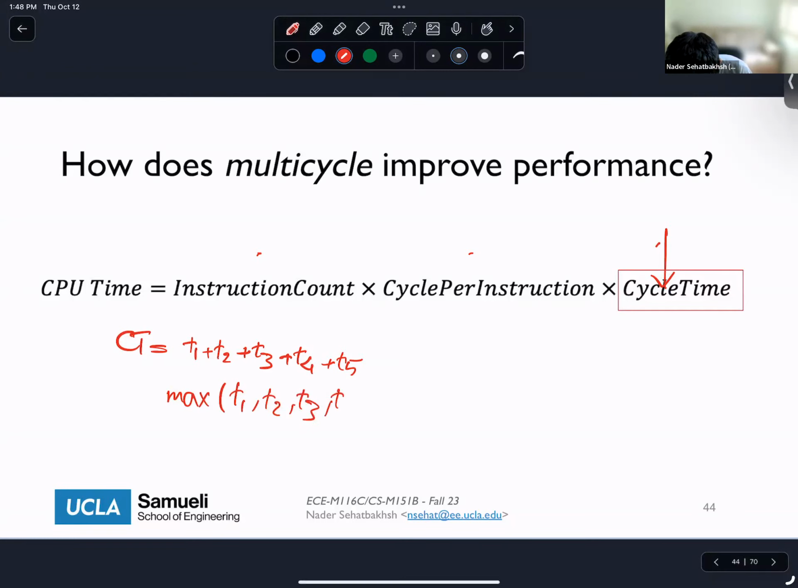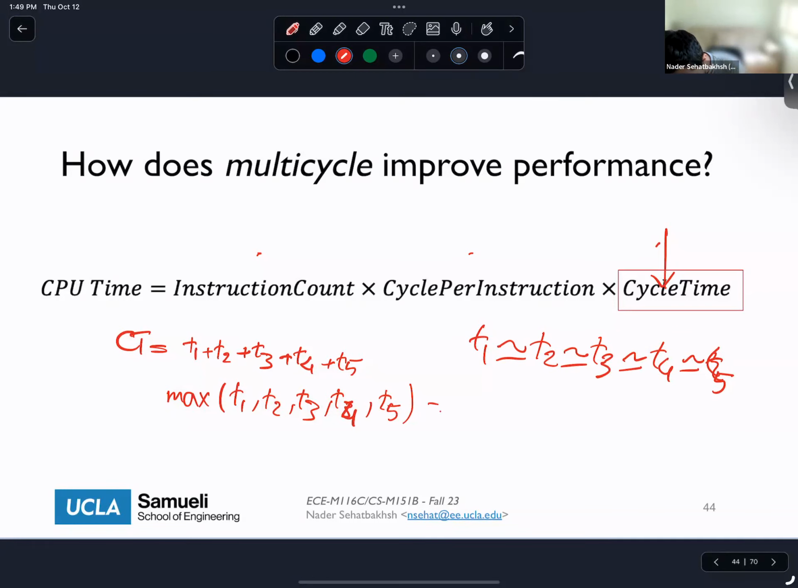And I'm telling you that the way that I'm going to do this pipeline is that roughly, very roughly, not exactly, this is what I'm going to get. I want to design my pipeline such that these 5 times are almost the same. In that case, the max of this would be 1/5 of t, if this is equal to t, because if they're exactly the same, we're going to do this. So my cycle time would reduce by a factor of 5.